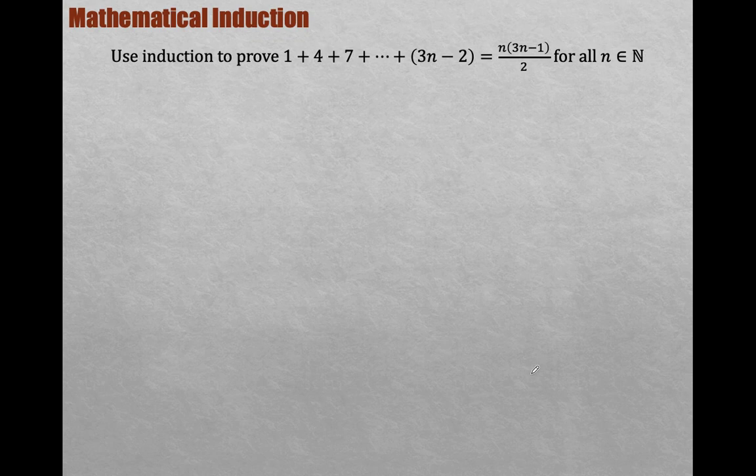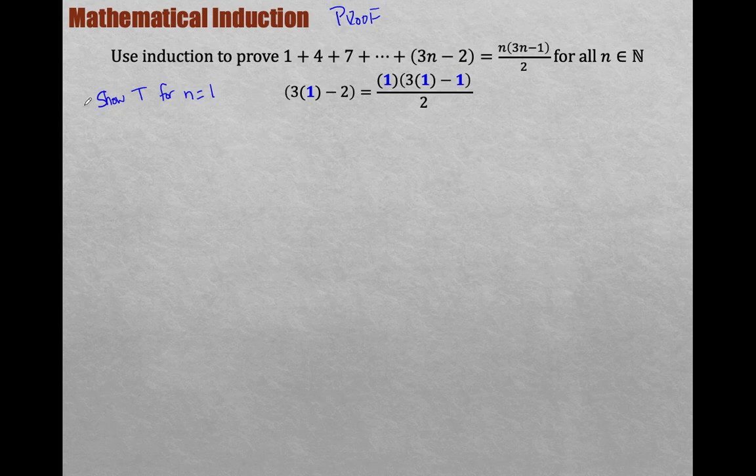All right, here's another one. So remember, the first step, you must write this. Okay, if you're doing a math induction proof, you must write this out. And you can abbreviate. Show true for n is equal to 1. Verify that this is true. And it is, right? 3 minus 2 is 1. This side ends up, the numerator is a 2, but 2 divided by 2 is 1. Next step.